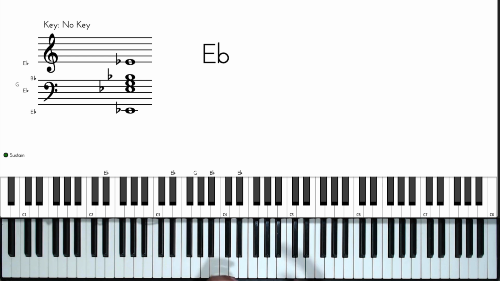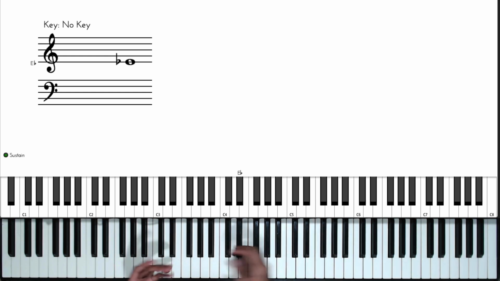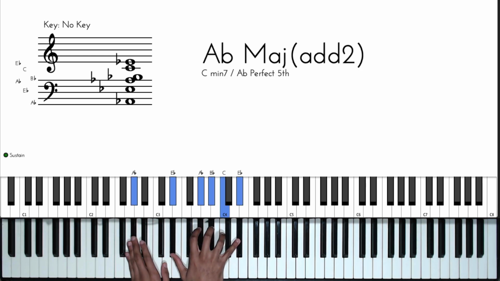So I want to introduce a concept that we can use within this song, and it's known as pedal point. All this means is that we're going to maintain a note, in this case the highest note. We're going to maintain that note the same throughout the whole progression. In this case, that note is going to be E flat, which is the 5. So we start off on the 1, in this case A flat major add 2.